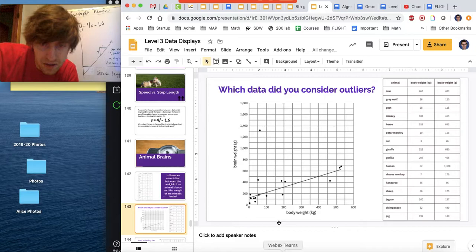Okay, so here is a new situation. Let's assume that we want to find out how much a T-Rex's brain weighed. Obviously no one's seen a T-Rex, but we are estimating that a T-Rex weighed 8,000 kilograms. What would you expect its brain weight to be?